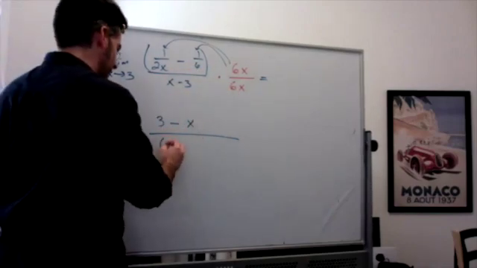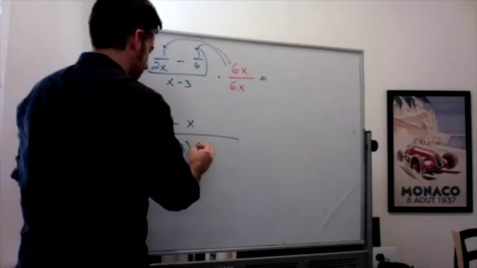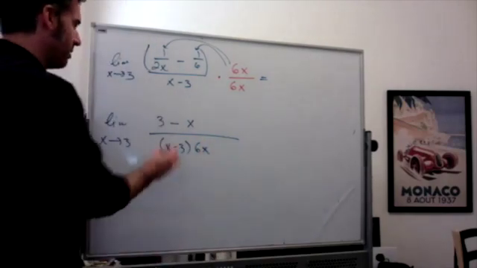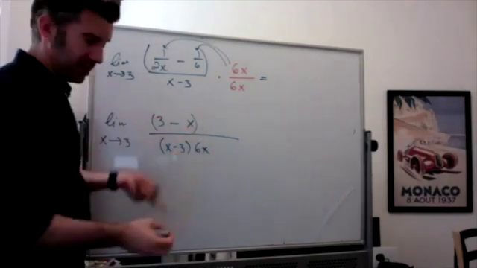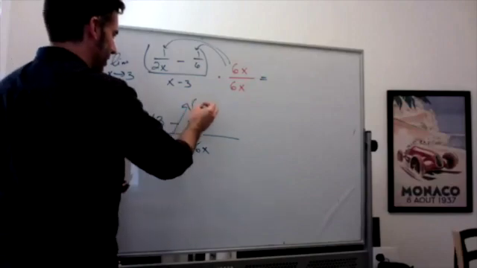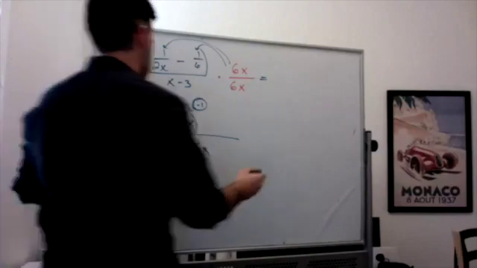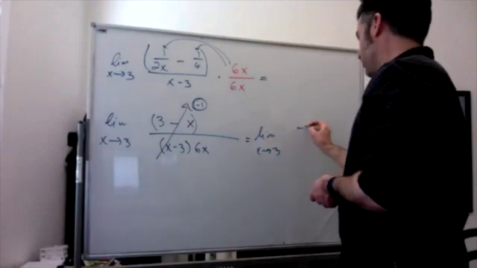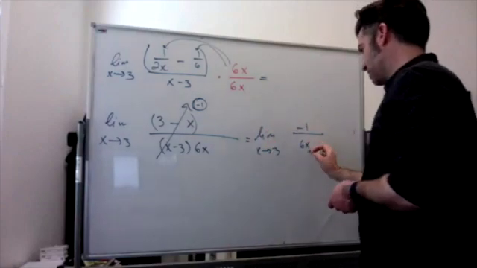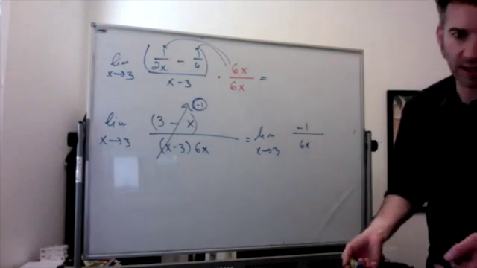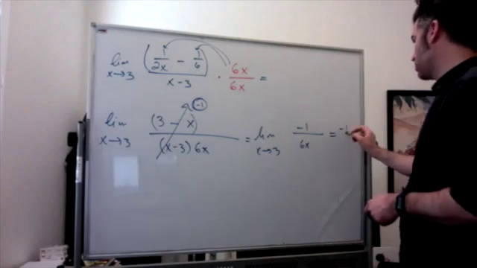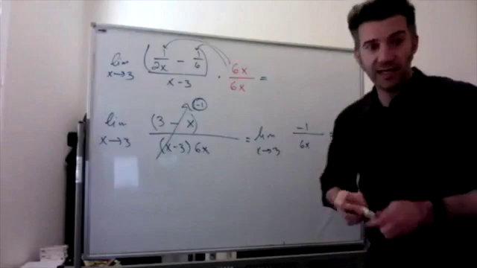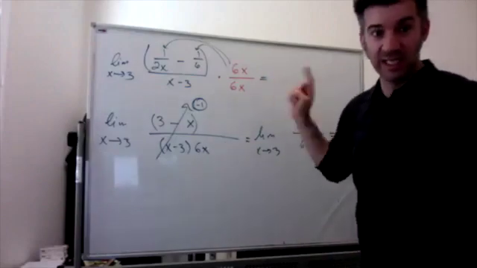So the bottom is going to be x minus 3 times 6x. And then the 3 minus x over the x minus 3 cancels and leaves behind a negative 1. So we're going to get the limit as x approaches 3 of negative 1 over 6x, which again is negative 1 over 18. How did they get the 6x? That's an excellent question. That is the part of doing it this way that is less intuitive.